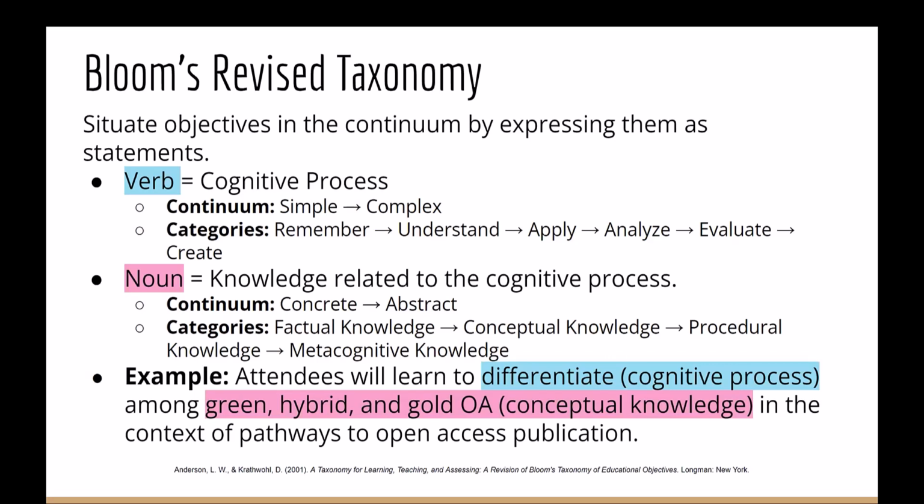And again, going into this in depth is beyond the focus of this session, but I am including this so that when you go back over these slides, you can use it almost as a workbook as you develop your takeaways. So I just have one example here talking about how the cognitive process and the knowledge domain work together. One example would be: attendees will learn to differentiate, which is the cognitive process, among green, hybrid, and gold OA, which is the conceptual knowledge, in the context of pathways to open access publication.